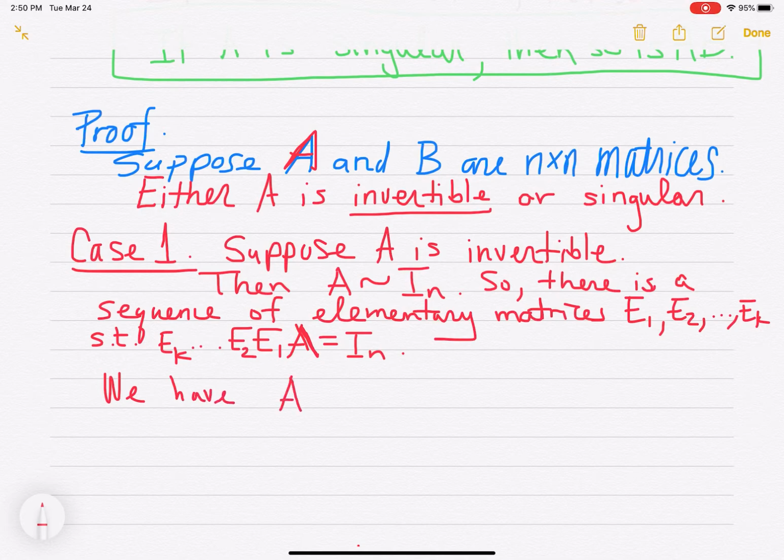So we're going to have A eventually by itself equals, you're going to multiply EK inverse first. That'd be the first one you multiply on the left, and then you would multiply EK minus 1 and so on and so forth. E2 inverse would be the next to the last, and the very last thing you would have to get rid of would be E1, so you multiply by E1 inverse on the left.